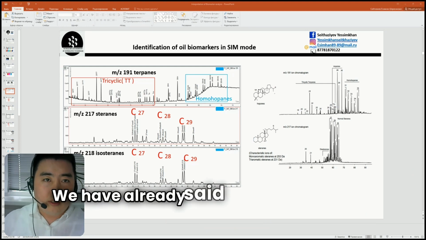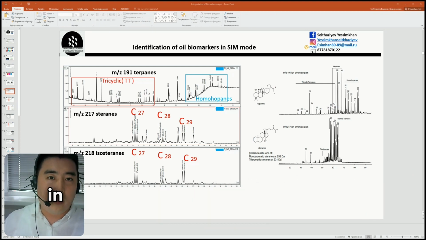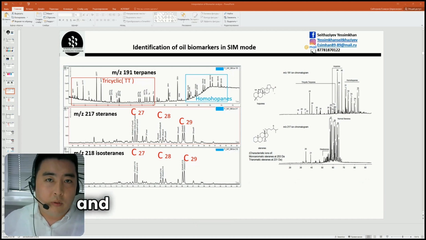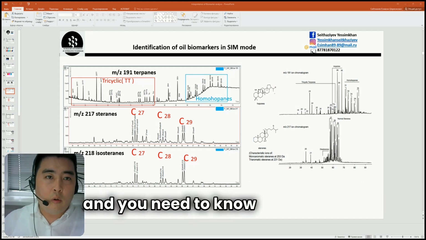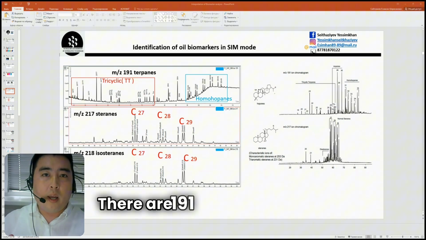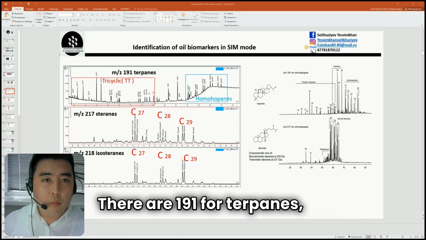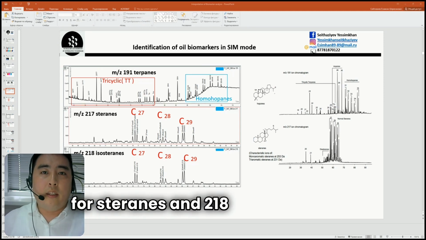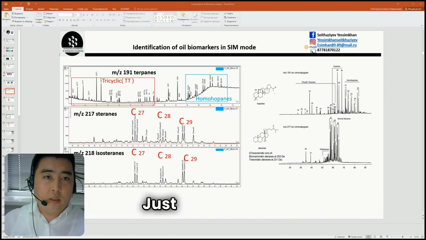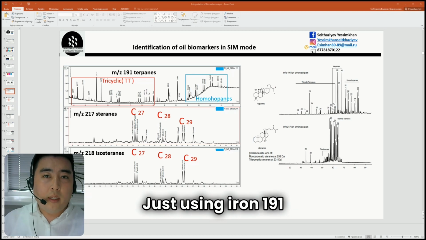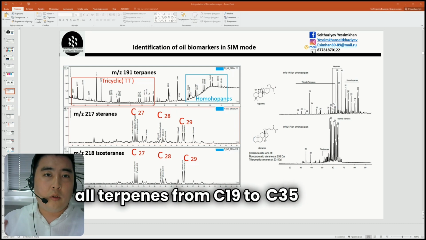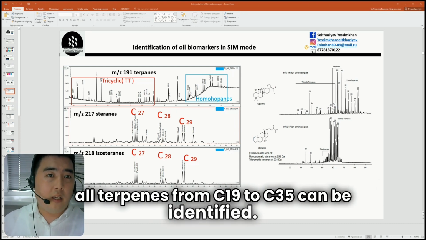We have already said that biomarkers in oil are found in a number of hydrocarbons from C19 to C35, and you need to know three ions. There are 191 for terpenes, 217 for steranes, and 218 for isosteranes. Just using ion 191, all terpenes from C19 to C35 can be identified.